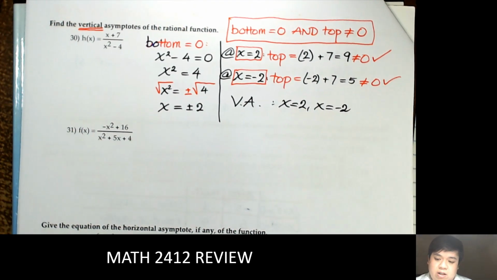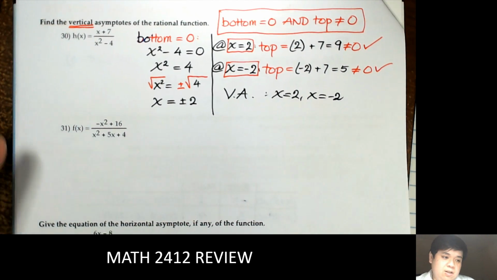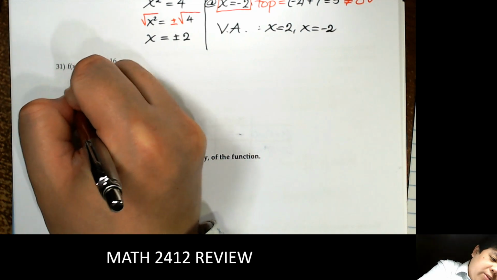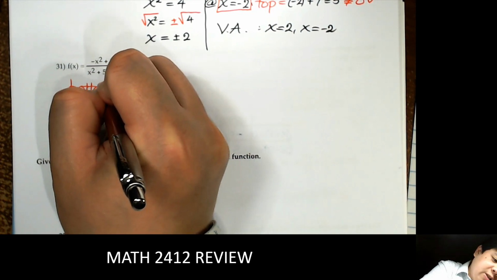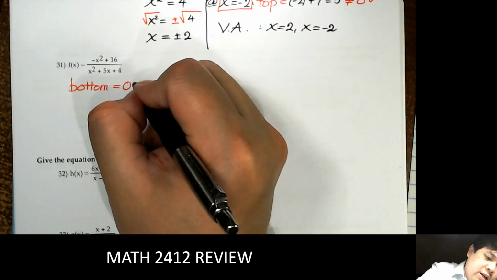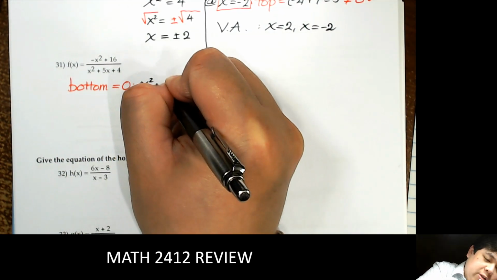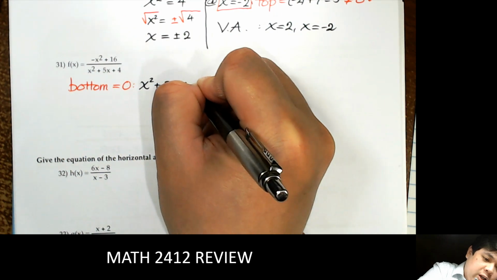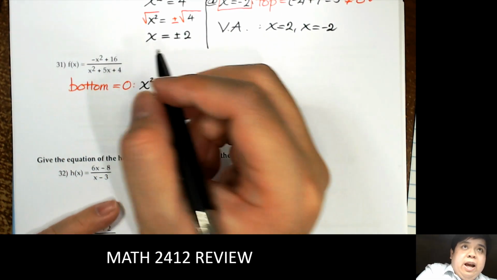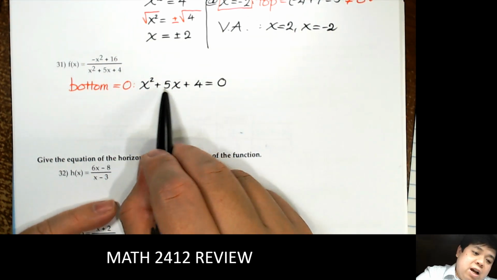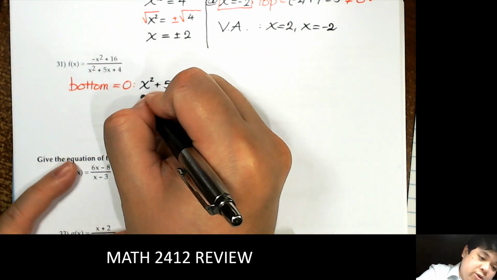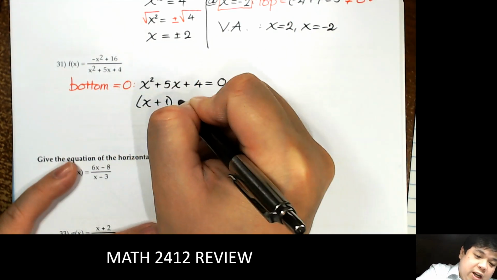Same thing on the next one. Let bottom equal to 0, which is x squared plus 5x plus 4 equal to 0. And we solve for x, we can factor. Actually, not factor out, but just factor in general. X plus 1 and x plus 4.